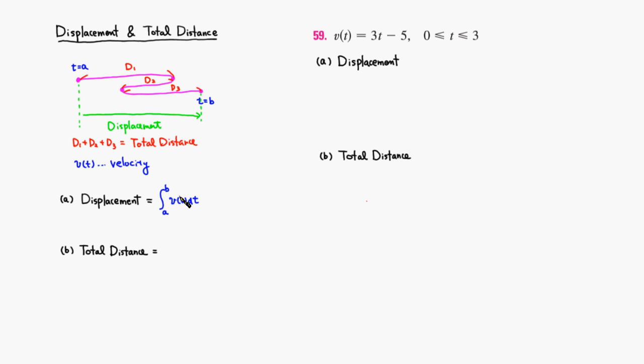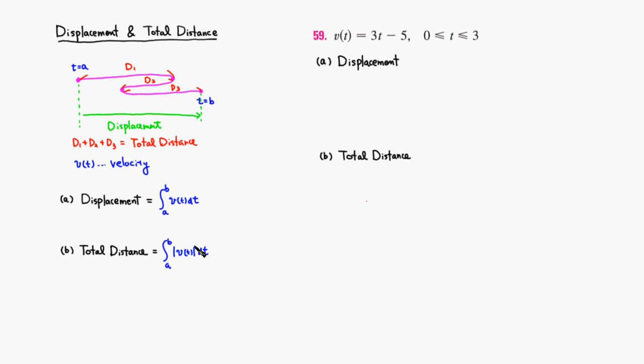But if you want the total distance, we would have to count the time it's going backward as a positive contribution. So what we need to do is take the integral from a to b, and we're going to always count the velocity as positive, so we put the absolute value around the velocity function. Then evaluate the integral. And this will give us the total distance, which in this picture is D1 plus D2 plus D3.